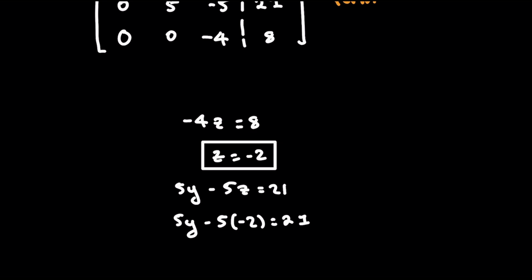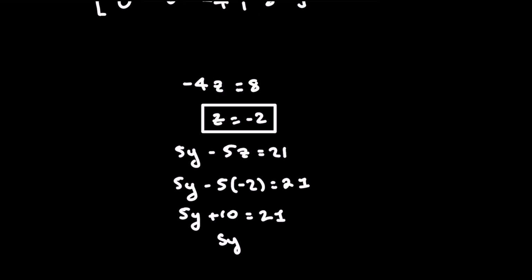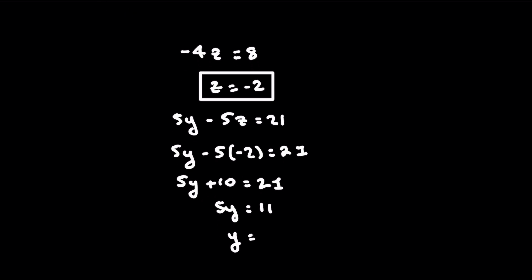Now that I have it looking like this, I can say that 5y plus 10 equals 21. And all that simply means is 5y equals 11. That means that y equals 11 over 5.